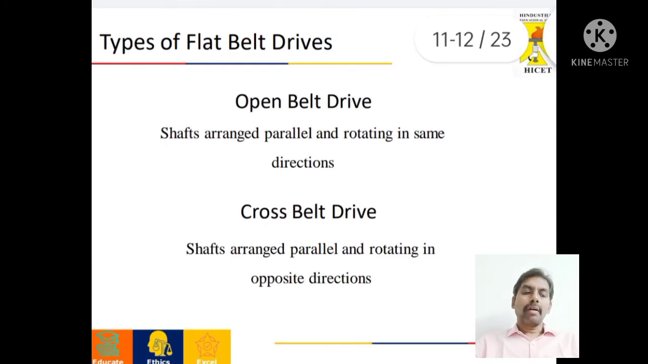And the types of flat belt, there are two types. One is open belt drive and the other is cross belt drive. In the open belt drive, the shafts are arranged parallel and rotating in the same direction. And in the cross belt drive, shafts are arranged parallel and rotating in the opposite direction. So these are all the basic fundamentals for the belt drive.